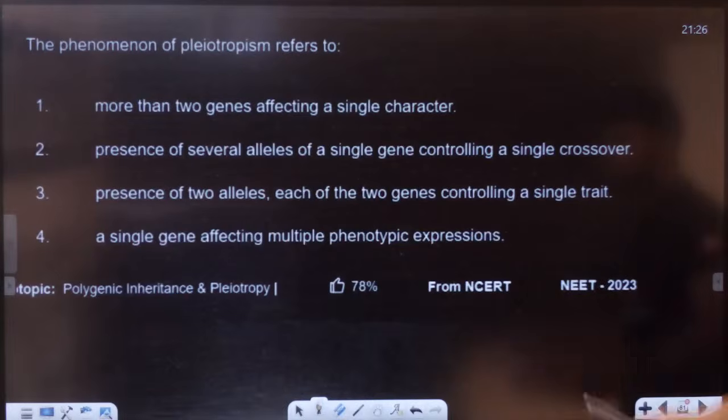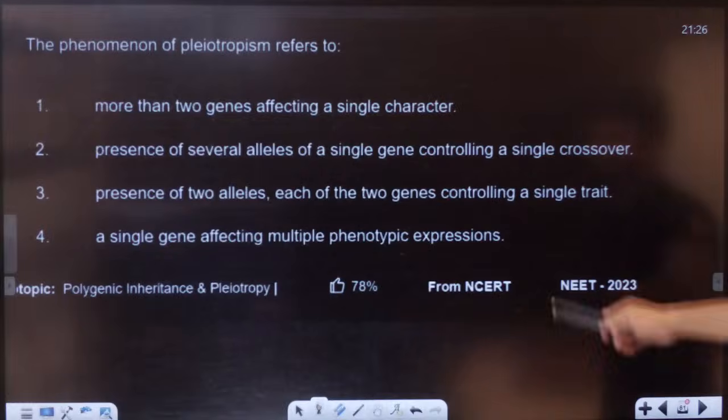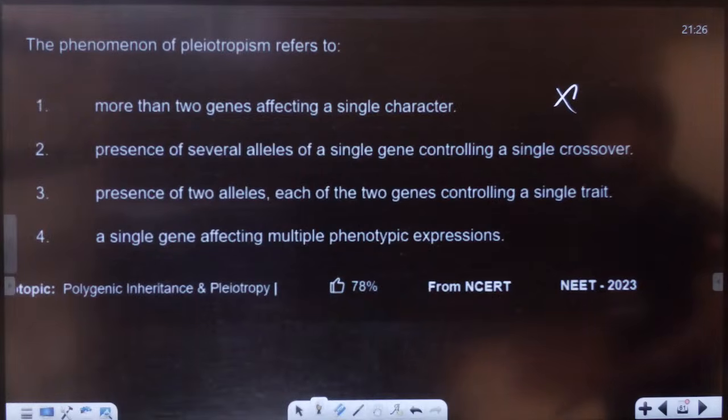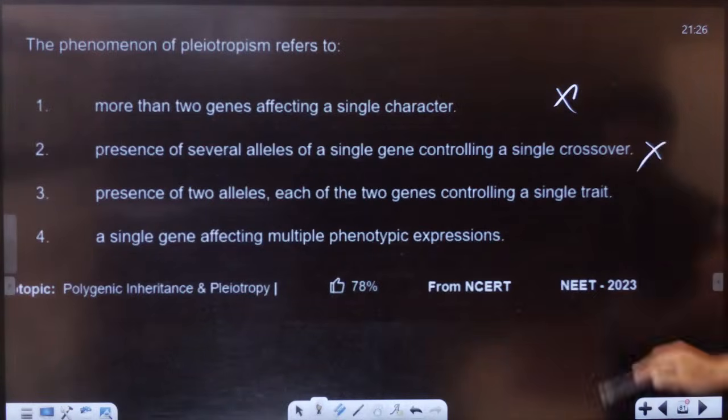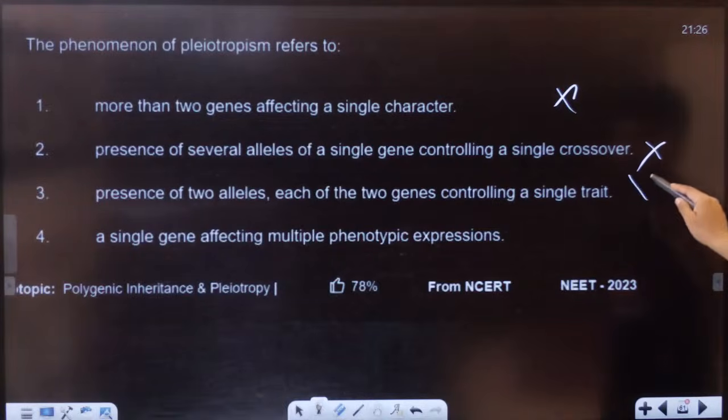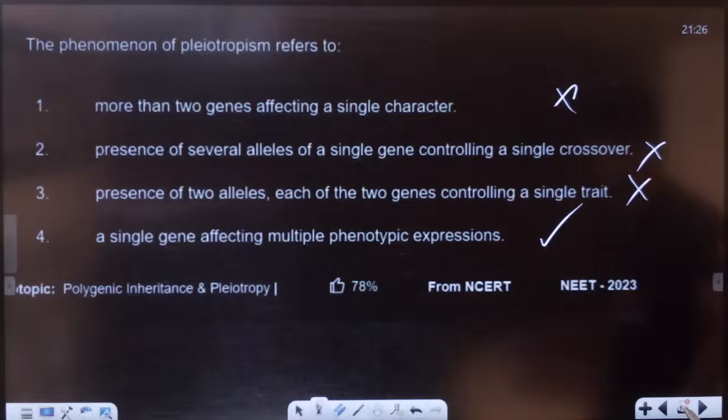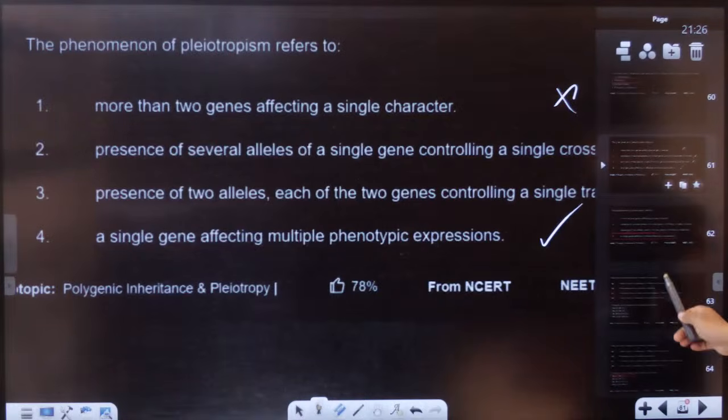Pleiotropy. Answer: the phenomenon of pleiotropism refers to more than two genes affecting? No, one gene is present. Several alleles of a gene control single crossover? No. Presence of two alleles each of the two genes? No. That is a single gene controlling and affecting multiple phenotypic expressions. One gene, multiple expression, students.